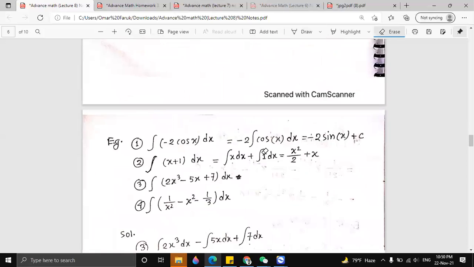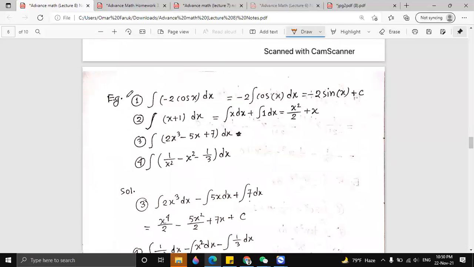Now let's see some examples. We have integration of minus 2 cos x dx. So we can just take this constant out, okay? Then we get integration of cos x dx. And from the formula, we know that integration of cos x will be sin x, okay? Sin x plus c. So all together, this is minus 2 into sin x plus c.